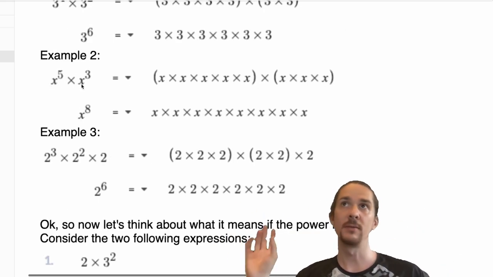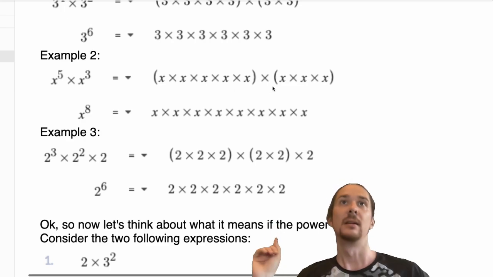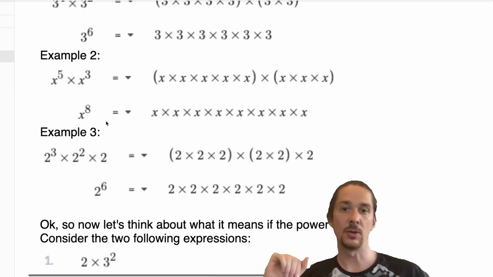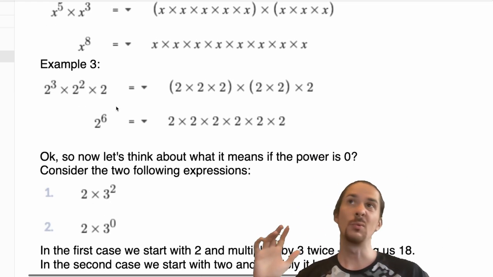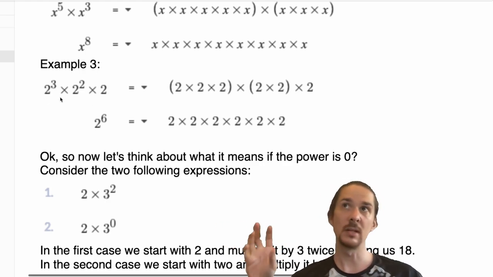We could have x to the 5 times x to the 3. So 5 x's, 3 x's, that means we have 8 x's in total. So we're adding the power. Finally, we can have more than 2 altogether, right? So 2 to the power of 3 times 2 to the power of 2 times 2.